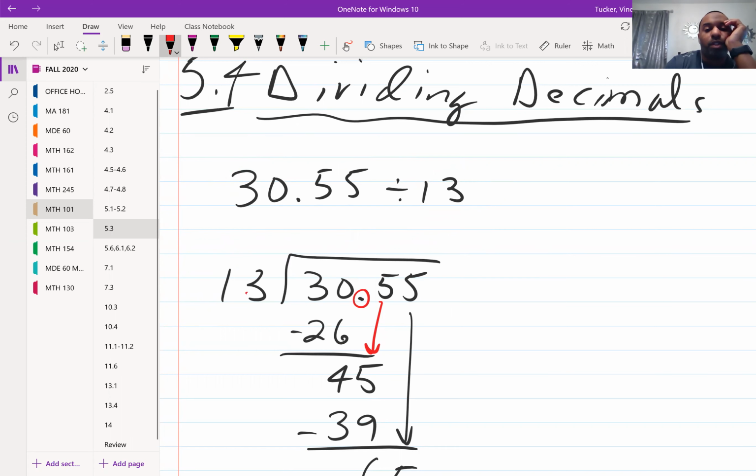13 doesn't go into 3, but 13 goes into 30 2 times. 2 times 13 is this 26 right here. 30 minus 26 is 4. Bring down 5. Also, bring this decimal up. So that should line up with the decimal in your answer.